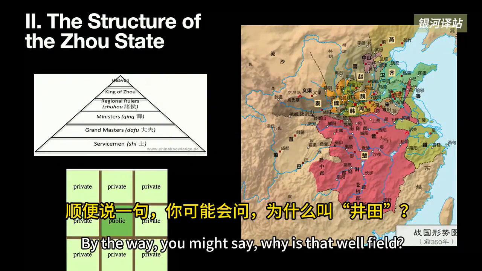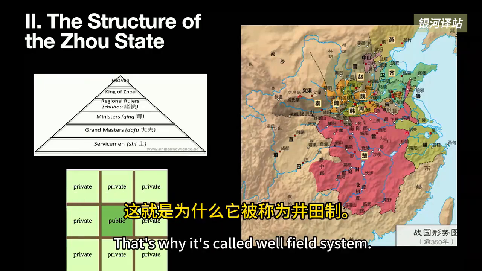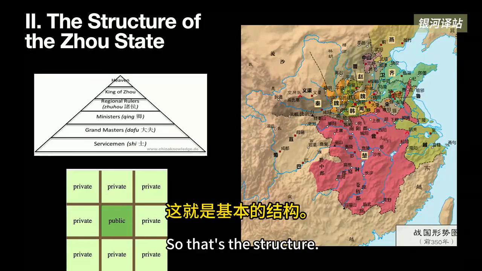By the way, you might ask, why is it called well-field? Because think of the Chinese character for well. It looks like this. Okay, that's why it's called the well-field system. Okay, so that's the structure.